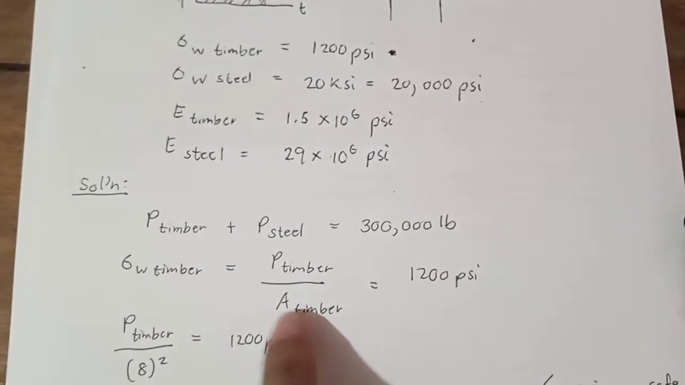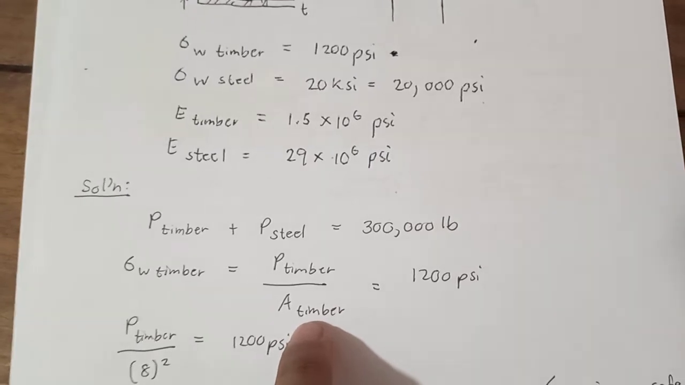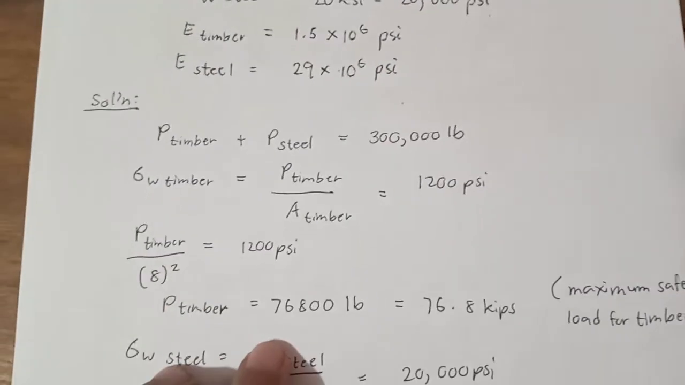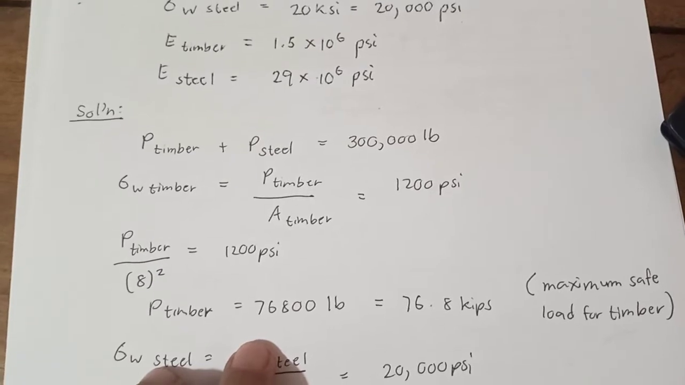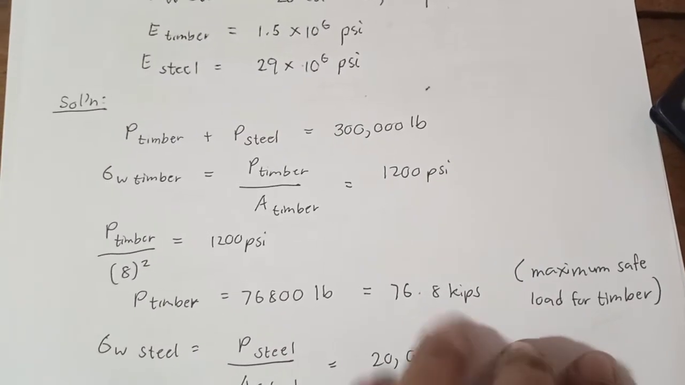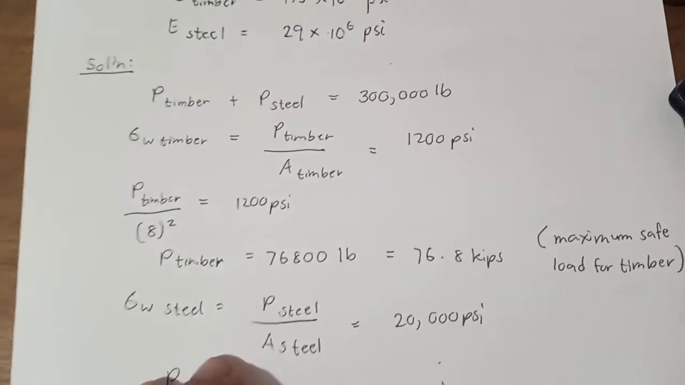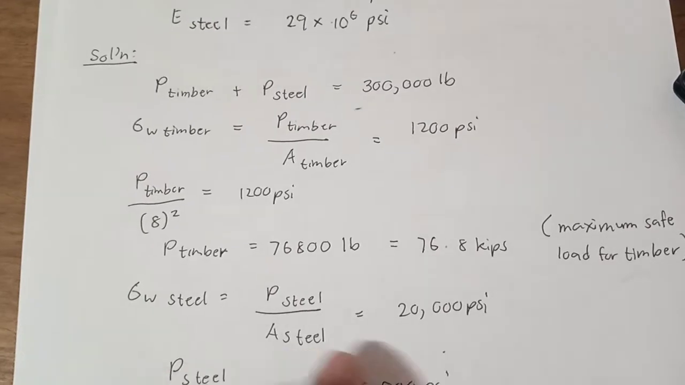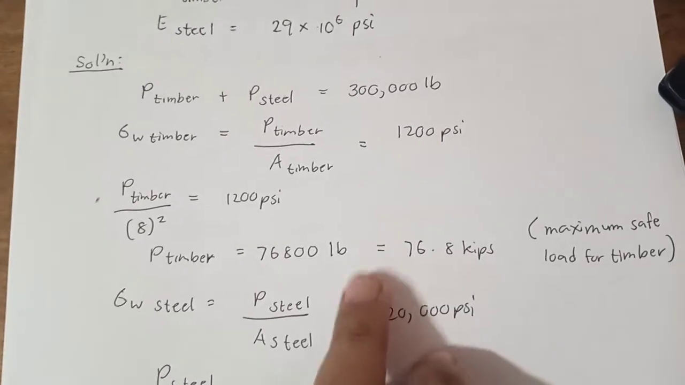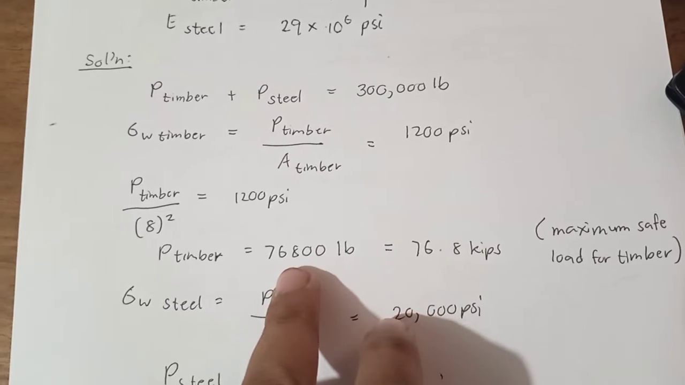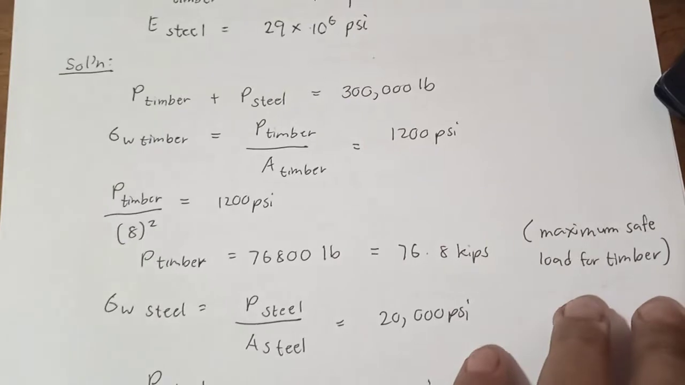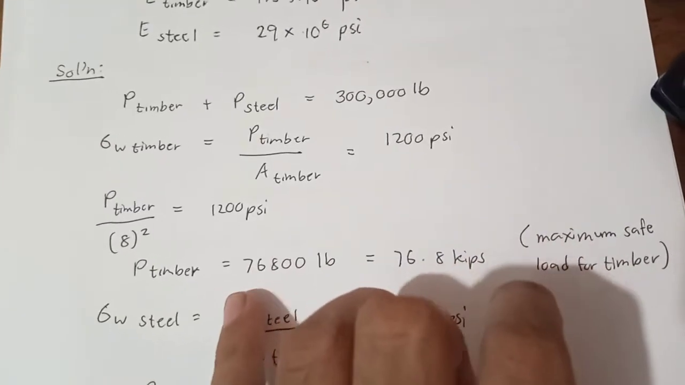First, the timber. The stress of timber is equal to P over A of timber. The area is 8 squared. So we get the P timber as 76,800 pounds. This is the maximum safe load for timber, 76.8 kips. So the actual P timber might be less than or equal to this.